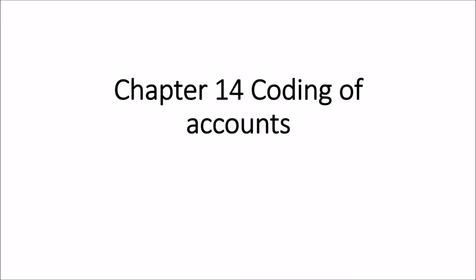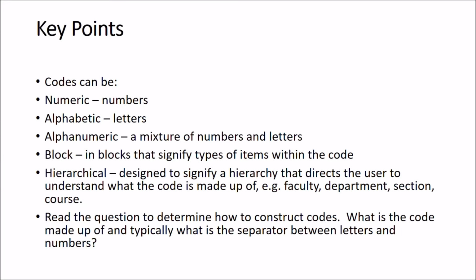Chapter 14, Coding of Accounts. Key points in this chapter: codes can be numeric, a series of numbers; alphabetic, a series of letters; alphanumeric, a mixture of numbers and letters. They can be in blocks, so that they signify the types of items in the code.